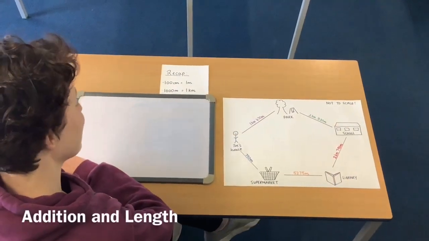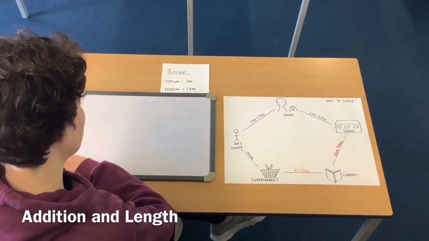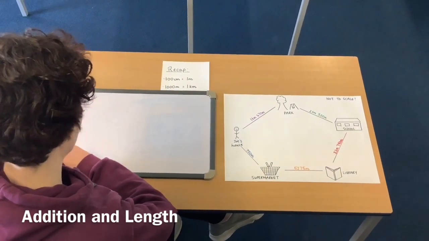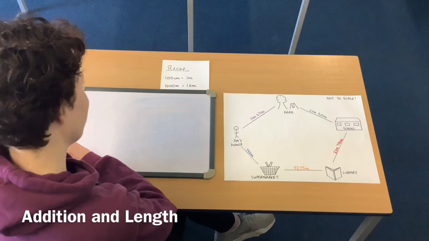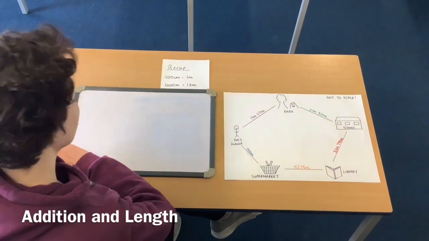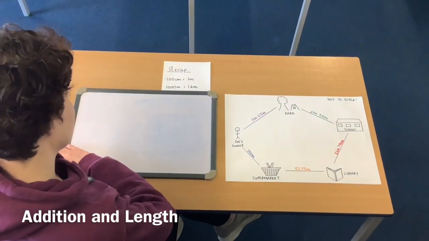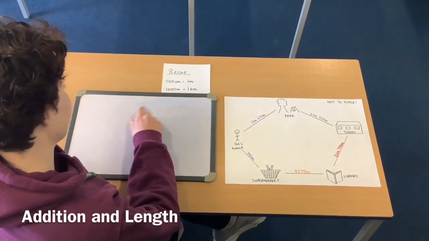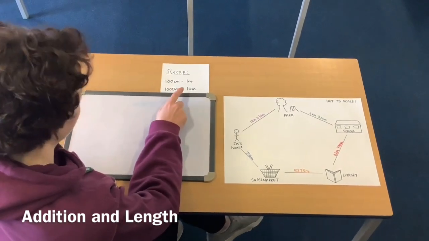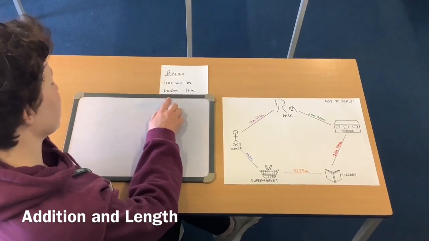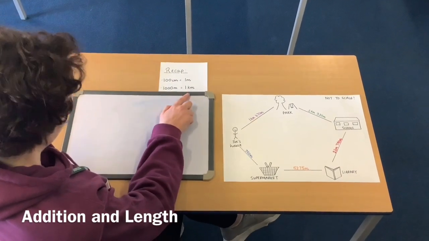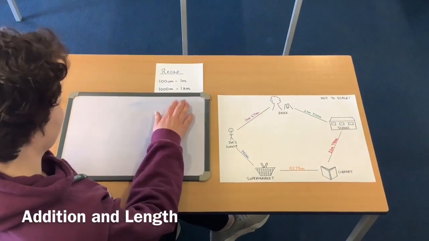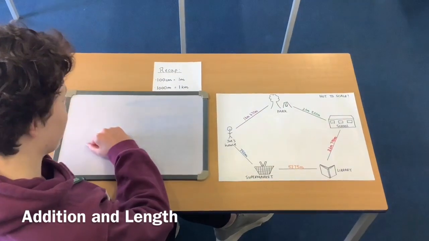Welcome to our next lesson. Today we are going to be combining our knowledge of both addition and length to answer some different calculations. So just to recap before we start, some of the conversions that we already know. We've got 100 centimetres being equivalent to 1 metre, and 1,000 metres being equivalent to 1 kilometre. We will need these throughout the lesson, so I'll keep that there should you wish to use it.